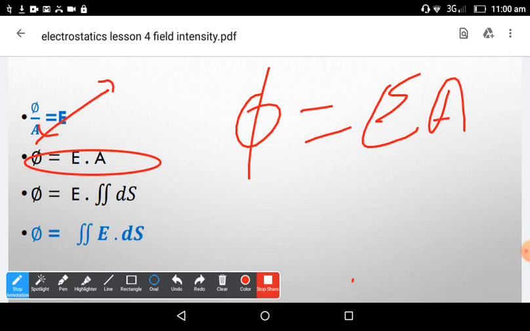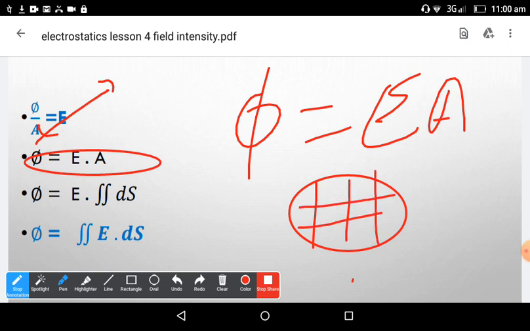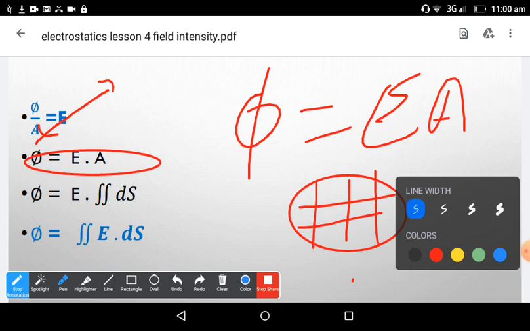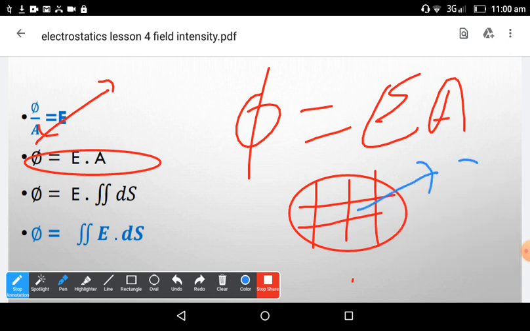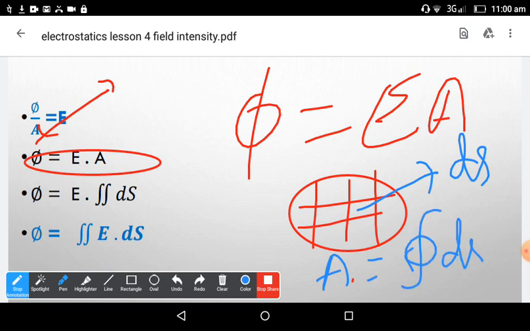And then the A value is the total area. If you take any closed surface like this, and this closed surface is divided into small equal parts, and each part is denoted with an area ds, then total area equals the surface integral of ds. I explained this when I was discussing the surface integral with charge densities. So phi equals EA, and instead of A, I substituted the surface integral of ds.